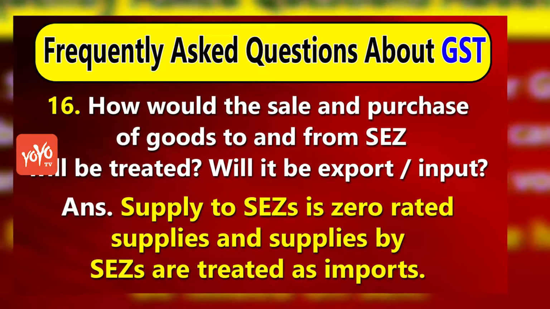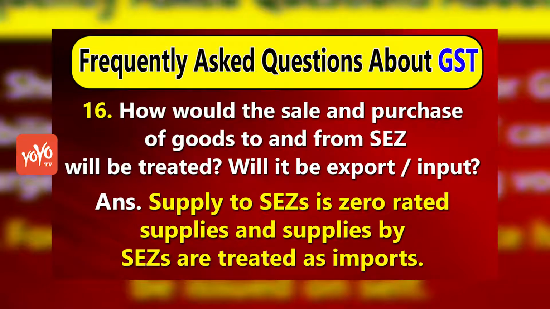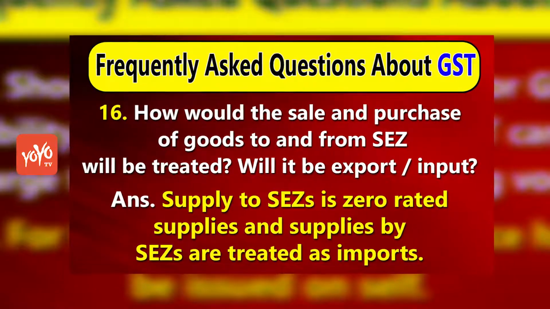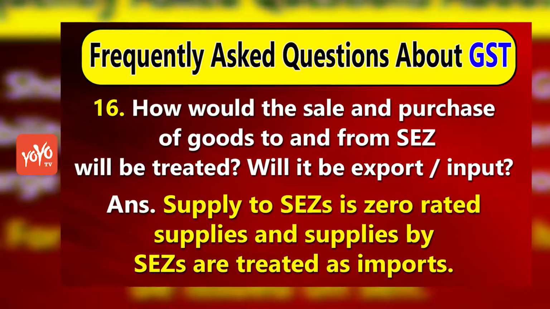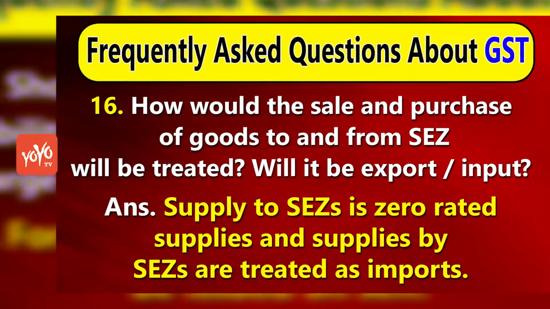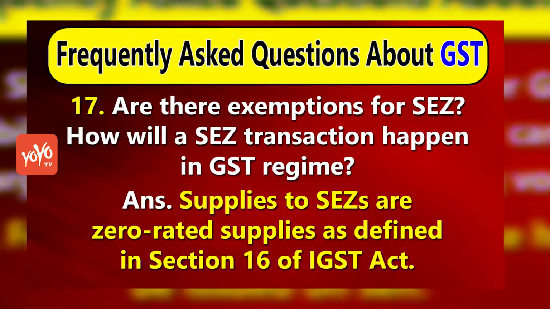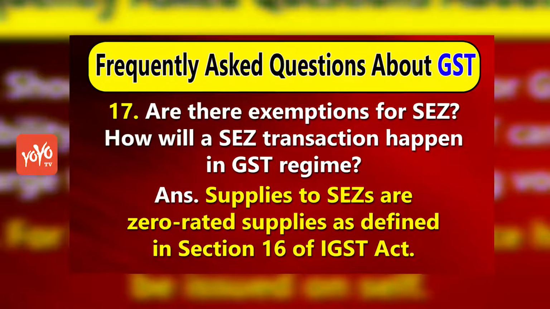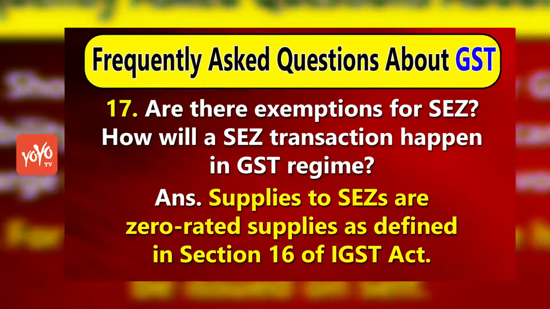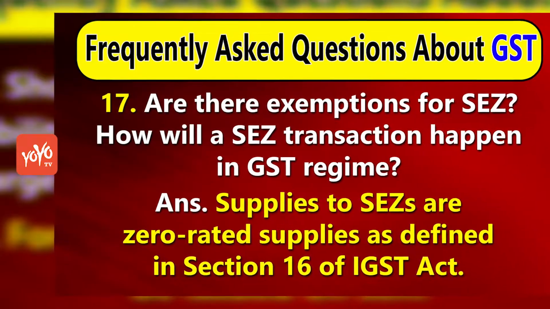Question. How will the sale and purchase of goods to and from SEZ be treated? Will it be export or import? Answer. Supply to SEZs is zero rated supply and supply by SEZ is treated as import. Are there exemptions for SEZ? How will an SEZ transaction help in the GST regime? Answer. Supplies to SEZs are zero rated supplies as defined in section 16 of the IGST Act.